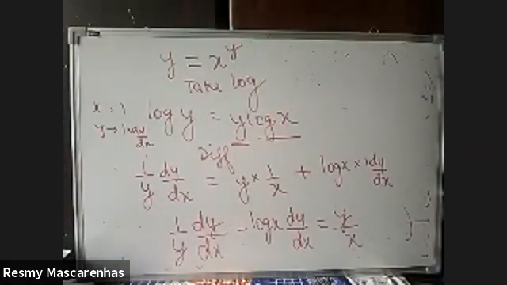Okay. So log x dy by dx, I brought this side, so it will become minus. And y upon x, I kept it there only. Now take out dy by dx common and then cross multiply.